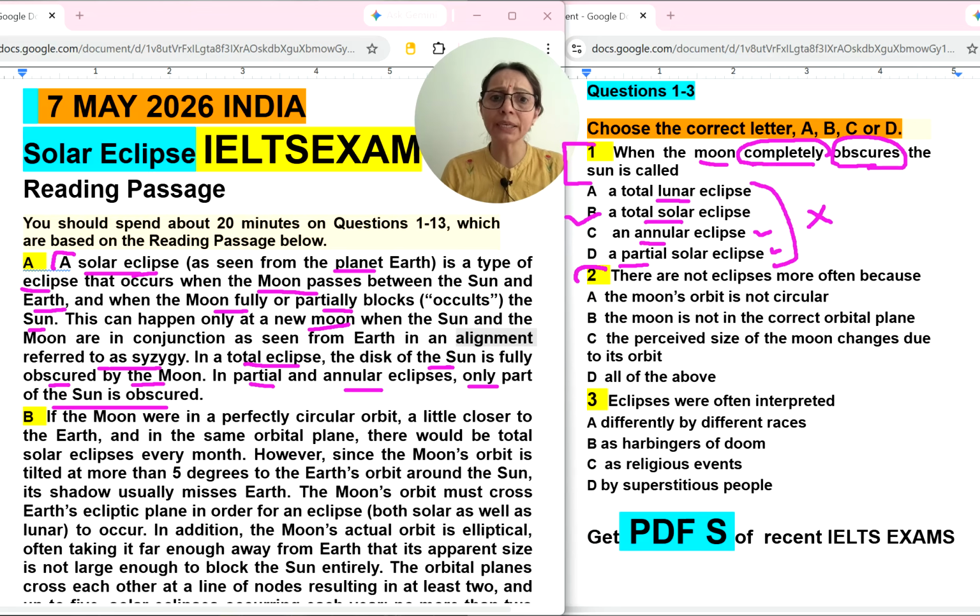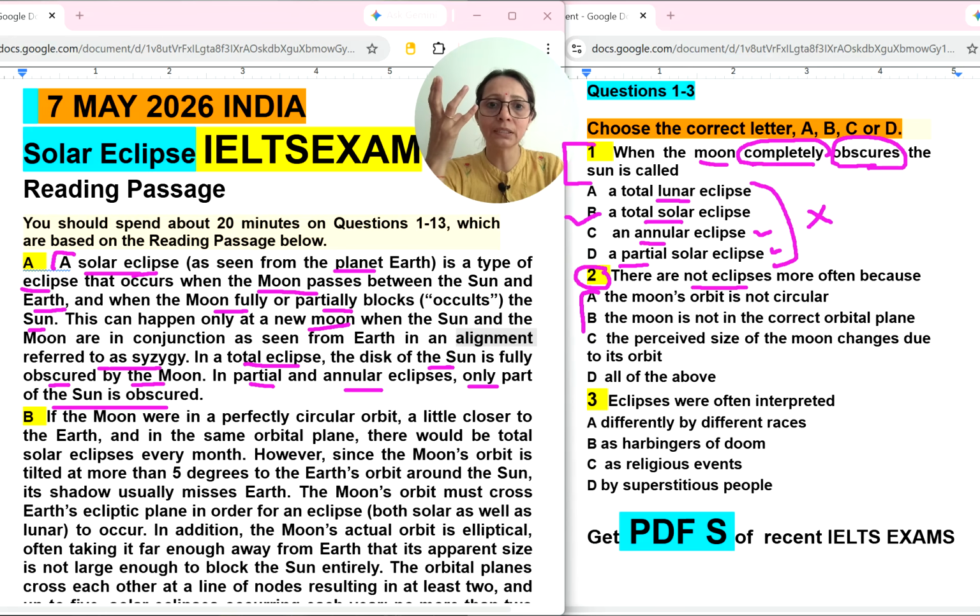Now question number two. It is too easy to solve multiple choice questions if you have found the location of the question statement, and if you have tried to understand a little bit about the question statement and the options also. Every option will be explained here in the paragraph. Here they are saying there are not eclipses more often because of the following reason.